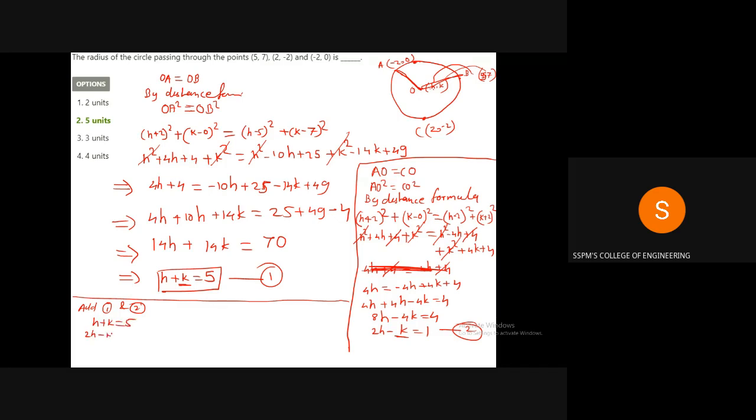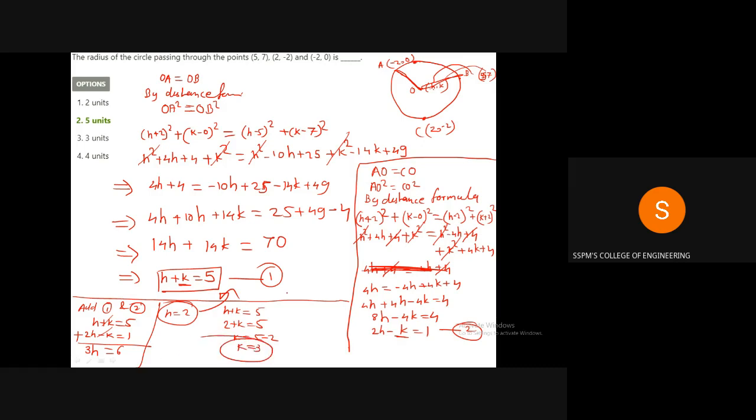h plus k is equal to 5 and 2h minus k is equal to 1. So when we add them, we have h plus 2h, it is 3h; minus k plus k will get cancelled, and 3h is equal to 6, which means that h is equal to what? 2. So h is equal to 2. If we put this h equal to 2 in equation 1, h plus k is equal to 5, means 2 plus k is equal to 5. That is k is equal to 5 minus 2, that is k is equal to 3.